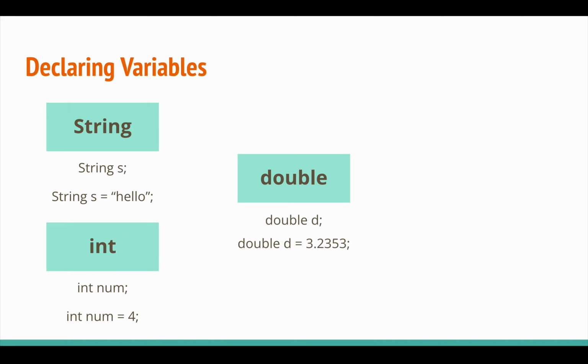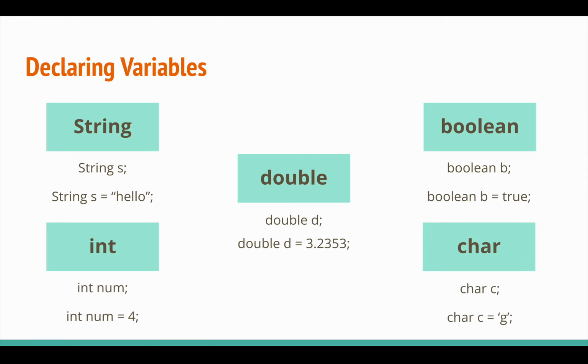For double, it's pretty similar. You write double d or whatever variable name, and you can set that equal to a double by putting equal signs and a double value. For Boolean, it'll just be Boolean space the variable name, and then you can set it to true or false. Lastly, for character or char, you want to write char variable name, and then you can set that equal to a character by wrapping that around single quotation marks.